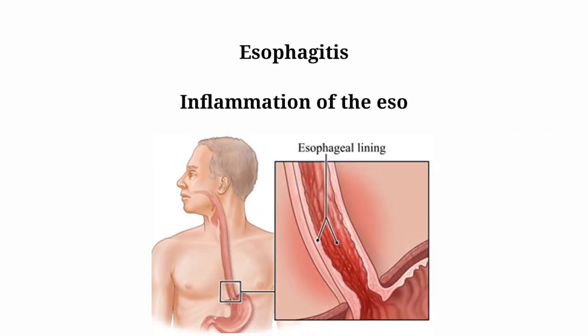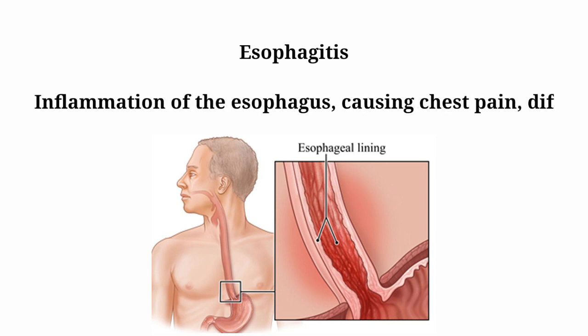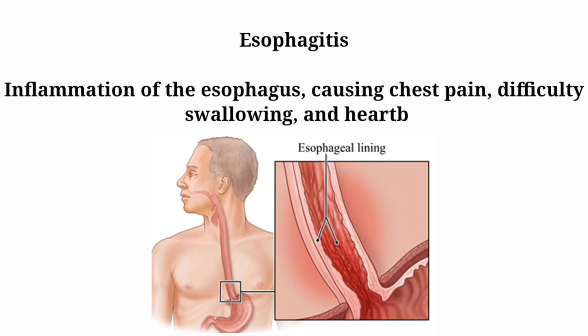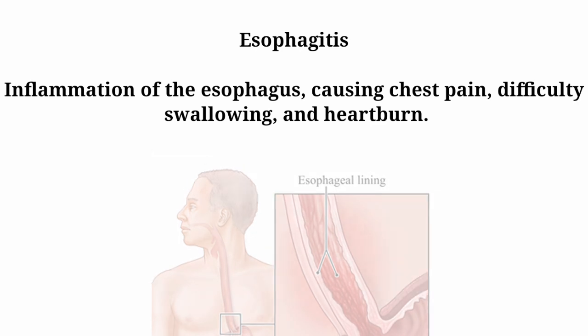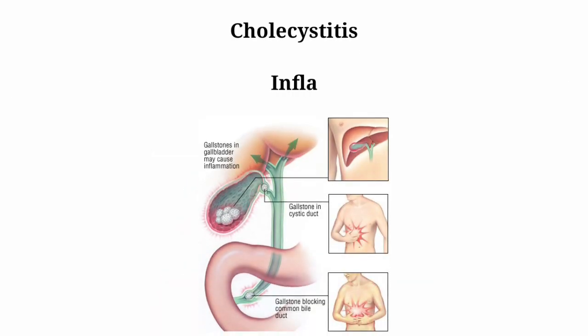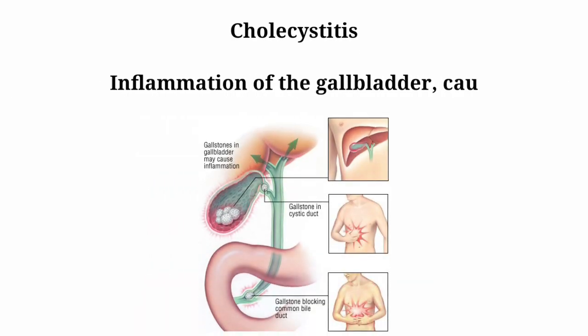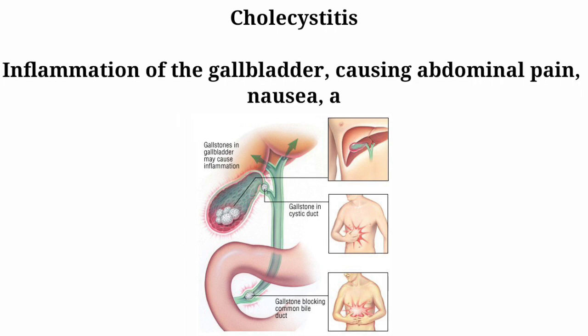Esophagitis, inflammation of the esophagus causing chest pain, difficulty swallowing, and heartburn. Cholecystitis, inflammation of the gallbladder causing abdominal pain, nausea, and vomiting.